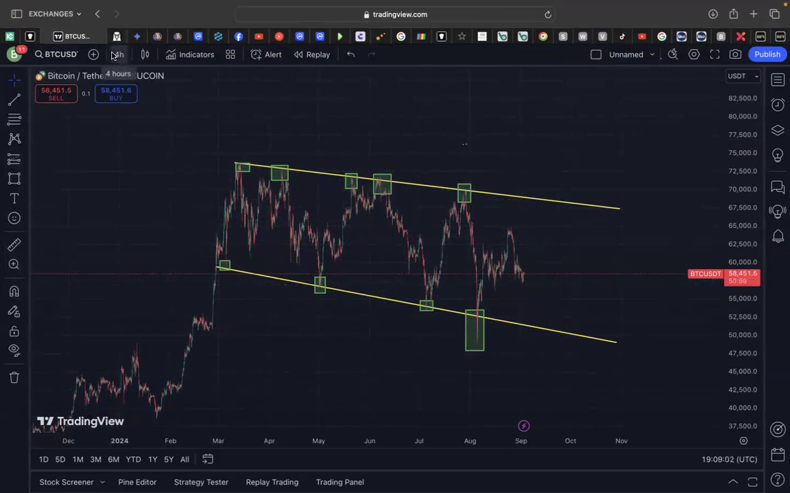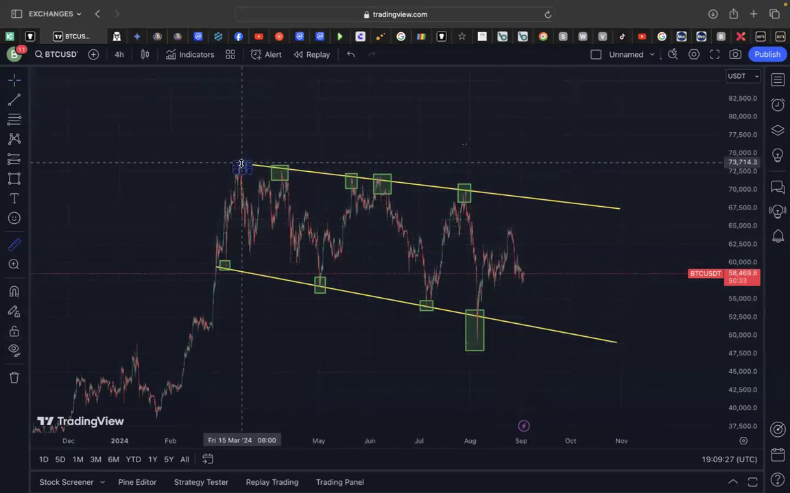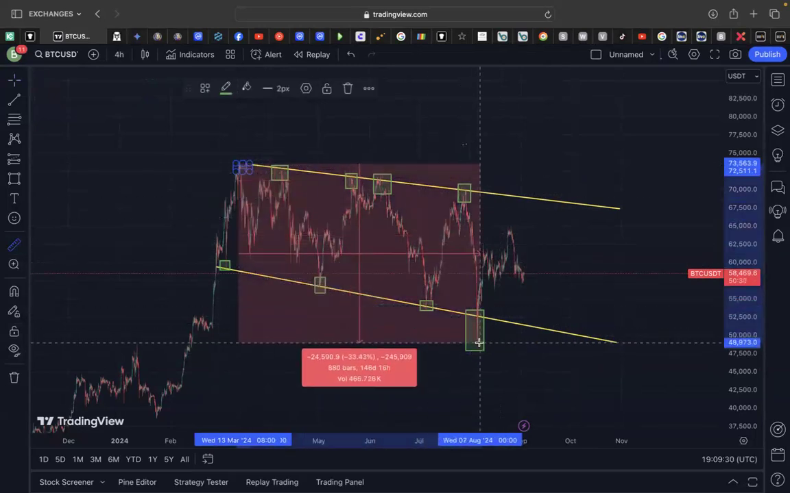As you can see, I'm on the 4-hour chart. So it's moving in between very big prices, basically 60,000, 70,000. Now we're playing under 50,000. At the highest point we were at 74,000, and at the lowest point we are at 49,000. That is a difference of 33%.